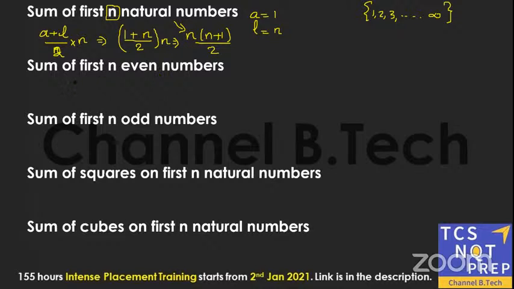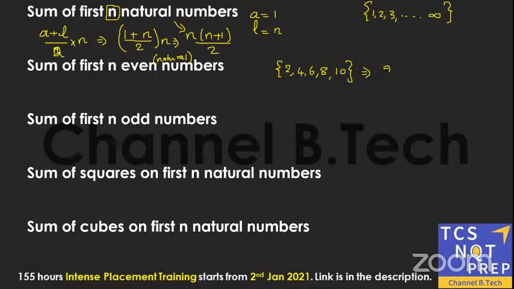Okay. Sum of first n even numbers. How do we find it? For example, let us take the first 5 even numbers. 2, 4, 6, 8, even natural numbers, okay? Because 0 is also an even number, I am talking about even natural numbers. 2, 4, 6, 8, 10.